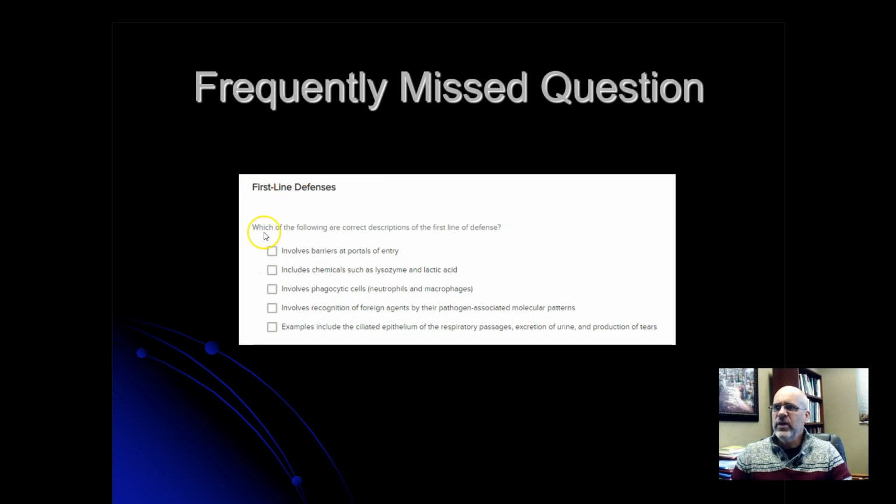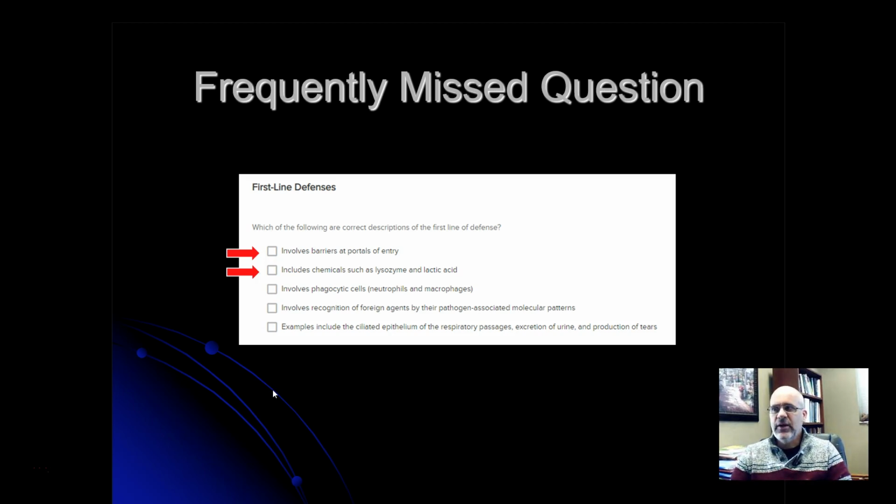First line defenses. Which of the following are correct descriptions of the first line of defense? All right, so again, we go down our list. Involves barriers at portals of entry. Yes, definitely. Includes chemicals such as lysozyme and lactic acid. Yes, we would pick that. Lactic acid is present in some of our secretions like perspiration. It helps lower the pH. Remember, we did talk about how you have a slightly lower pH on the skin and that helps prevent the growth of a lot of microorganisms.